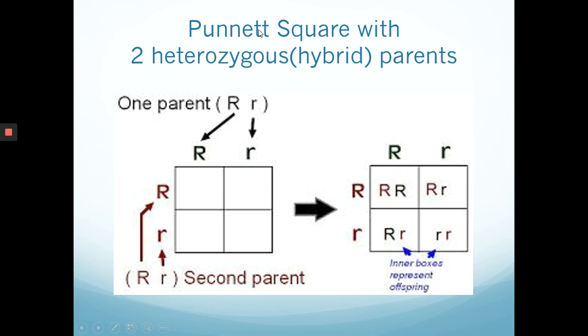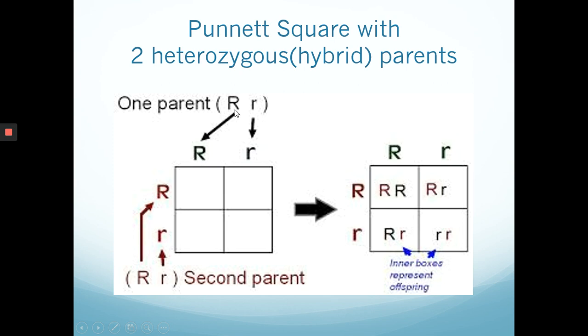Here I'm going to do a Punnett square with two heterozygous, or hybrid, parents. Here's my male parent. Let's say, from the activity we did yesterday, the R represents tongue rolling. So here we have our dominant trait.